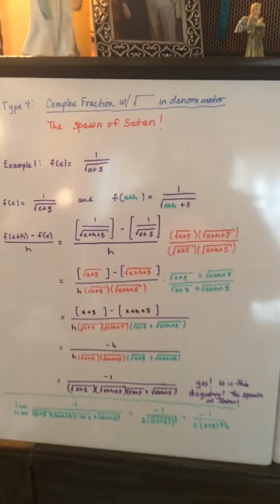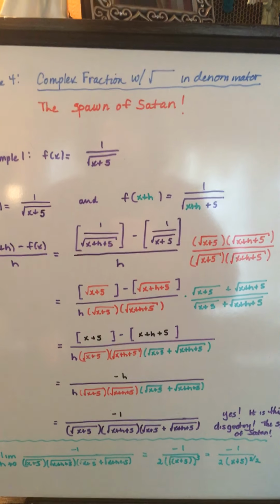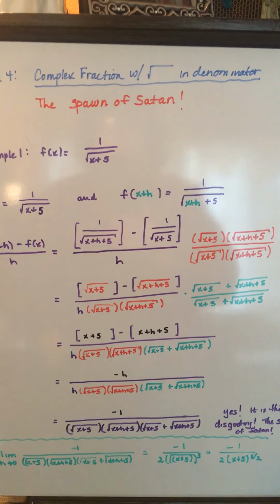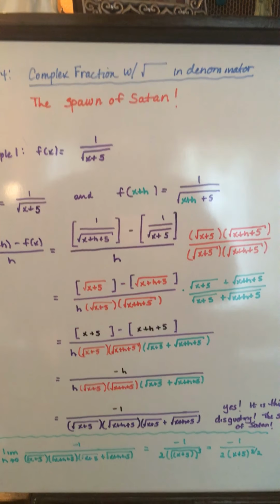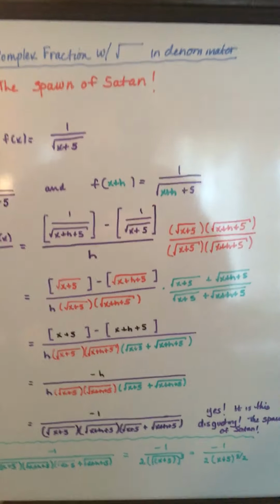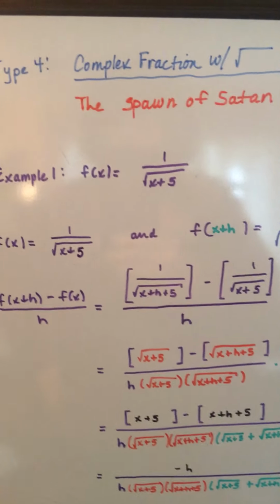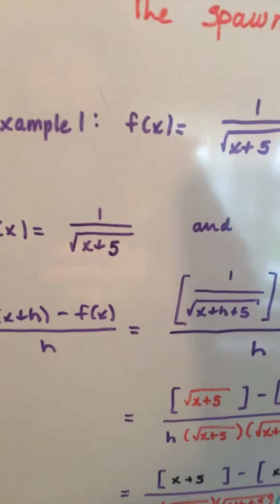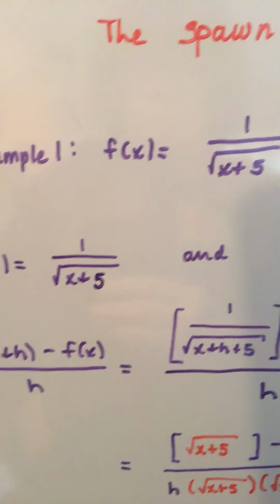Okay, we're on difference quotient 4. This is where you're going to have your complex fraction with a square root in its denominator. Many of us call this the spawn of Satan. It is similar to your worksheet 10 where you only had 3 problems because they take a full crazy page to do. So my function is 1 over the square root of x plus 5.